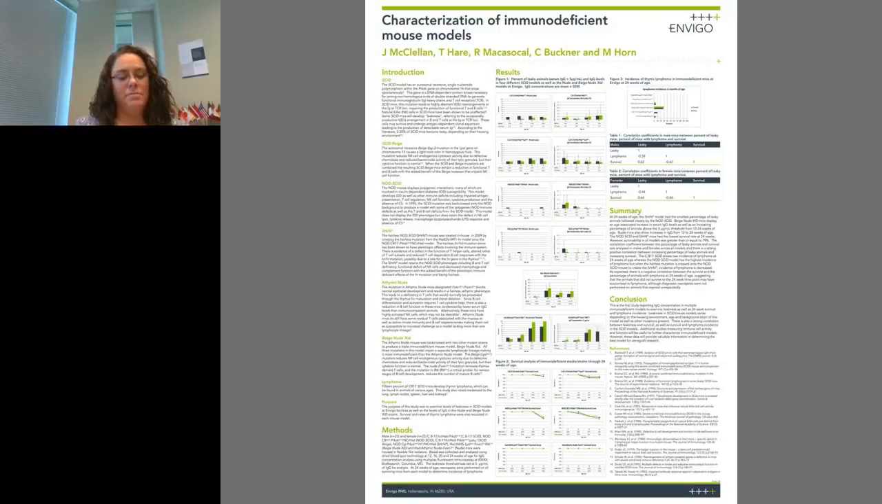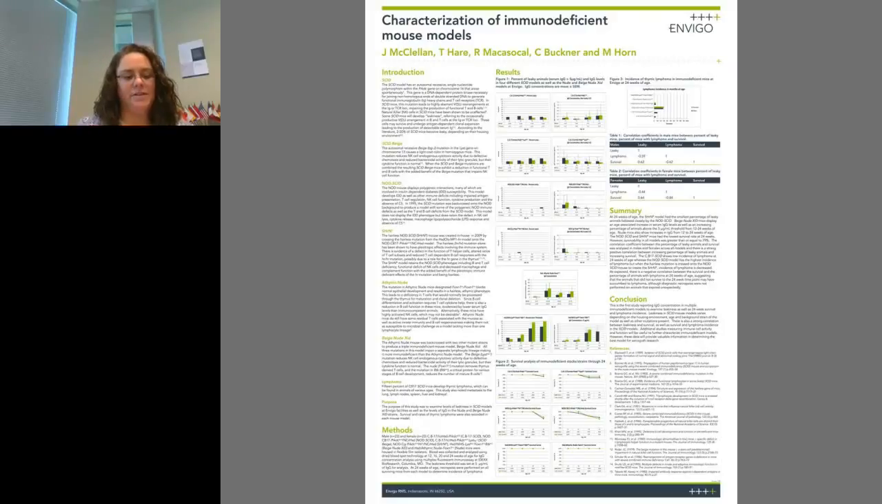So the methods that we used for this study were dried blood spot collections at 12, 16, 20, and 24 weeks of age. Those samples were sent off to IDEX Bioresearch for MSI analysis of IgG. We did necropsies at 6 months of age to look for the incidence of thymic lymphoma, and we started with an N of 23 per strain.